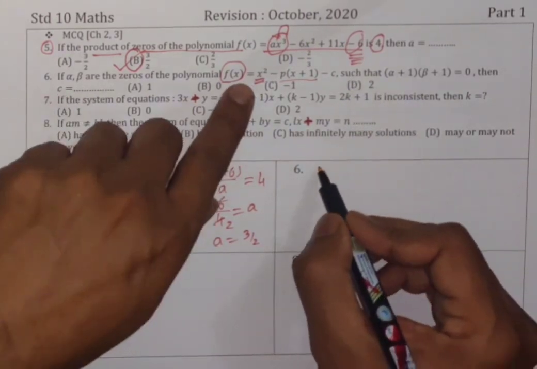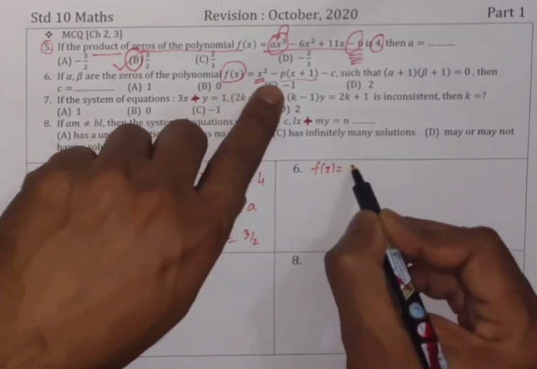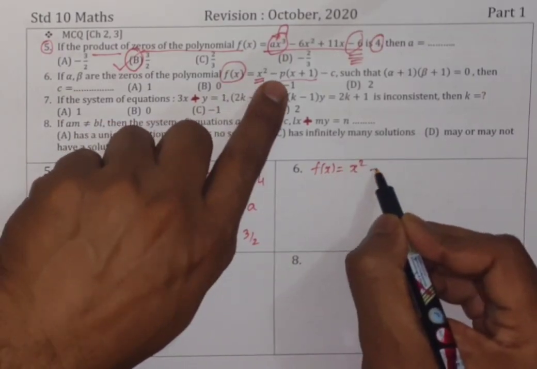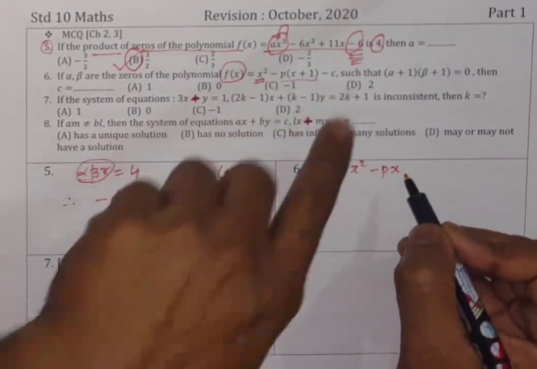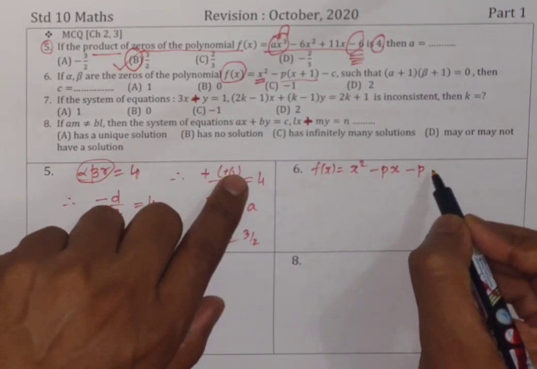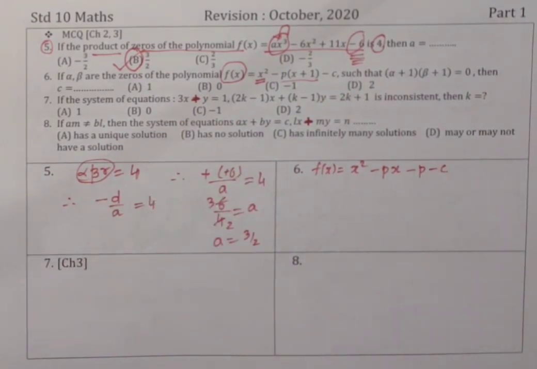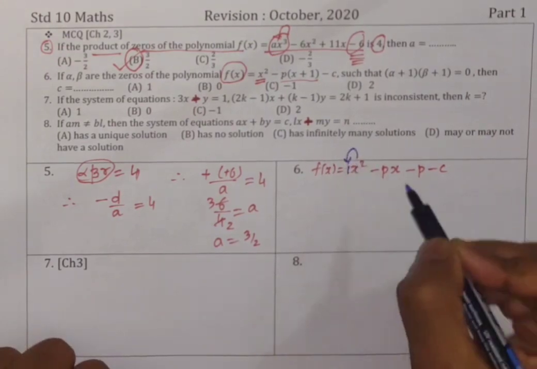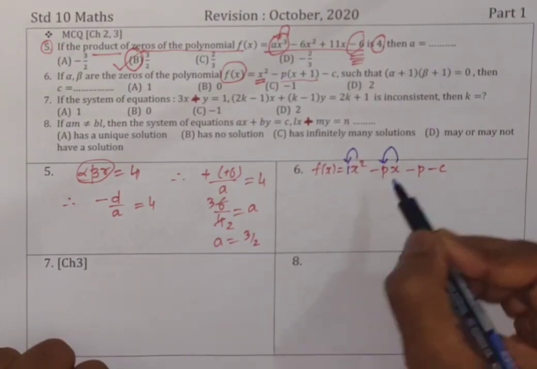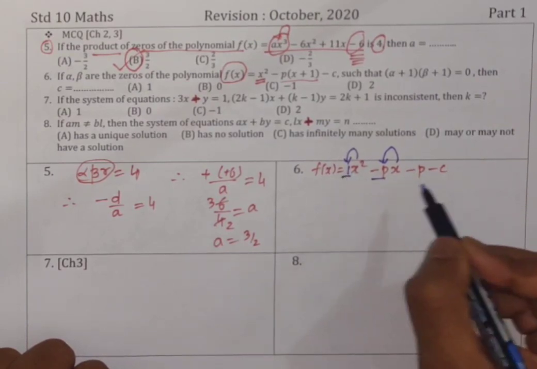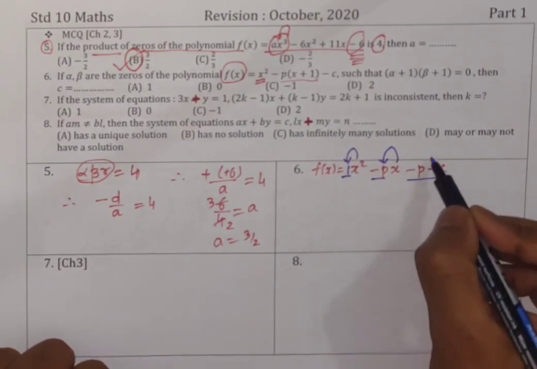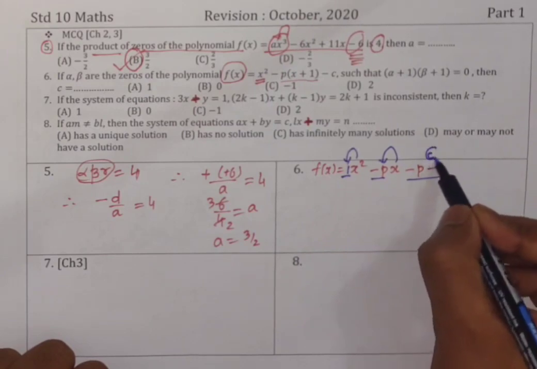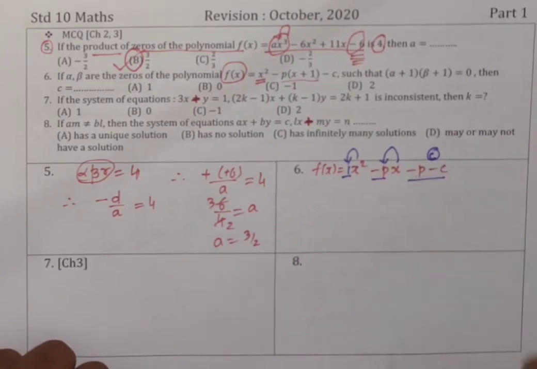Okay. F of x is equal to x square. If you open the bracket, minus px, that becomes minus p, and then minus c. So children, what is your a? That is 1. What is your b? That is minus p. And what is your C? Children, what is your C? Minus p minus c. Understood, children?